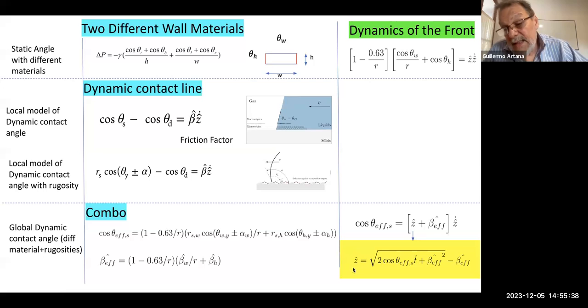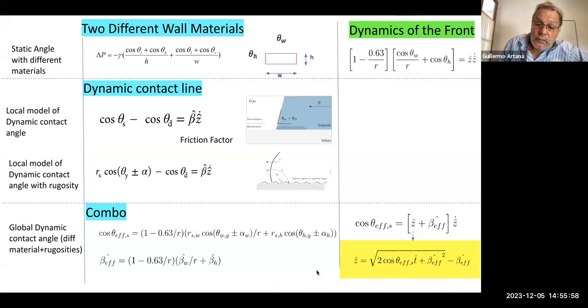And then instead of having an equation in which the velocity of the front is related to the square root of time, the square root of time still appears, but you have other terms that appear in this equation.